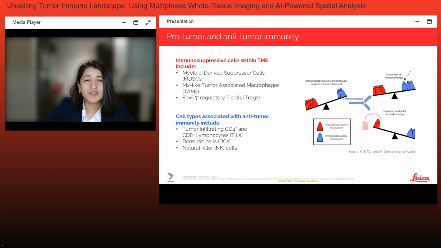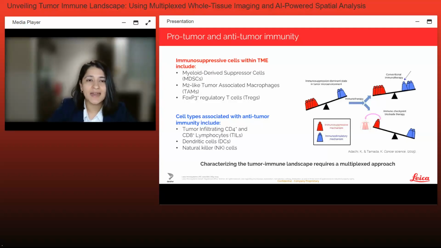Especially when it comes to thinking about the main aim of cancer immunotherapies, it should be noted that there's this fine balance between pro and anti-tumor immunity, shown in red and blue here, which is predictive of cancer prognosis and the overall response to therapy. Therefore, characterizing such a complex landscape requires a multiplex approach where we can simultaneously visualize and quantify a majority of such cell types.